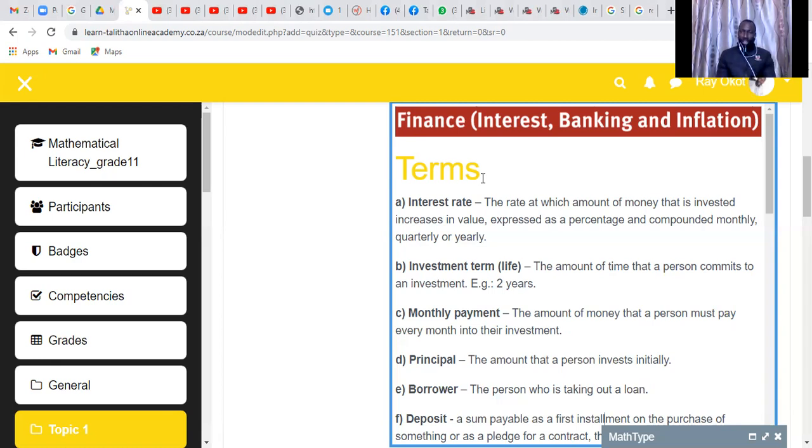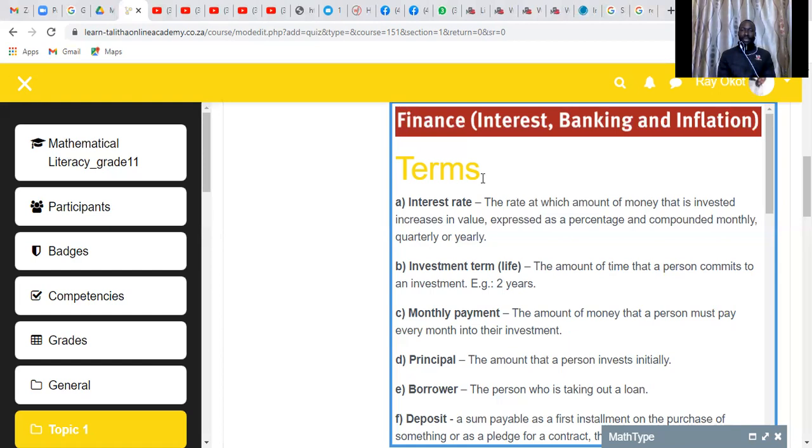Then I sell my share, expecting that the value of the money you invested in buying the share will have increased. So that time period that you've set to guide your investment, that is, you want to have your money invested over this period of time, that is what we call investment term, also known as investment life.